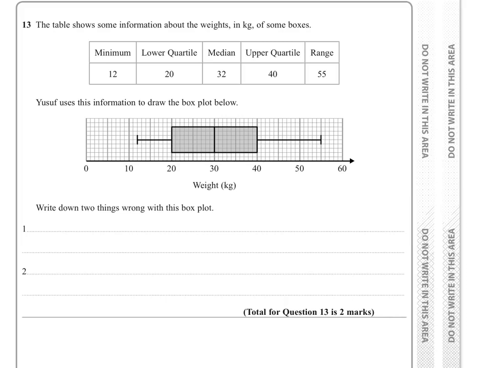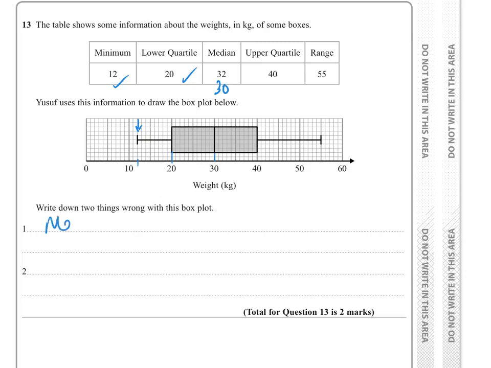Question 13. The table shows some information about the weights in kilograms of some boxes, and Yusuf uses this information to draw the box plot below. We've got to write down two things wrong with the box plot. Well, the minimum value seems to be at 12, so that's fine. The lower quartile at 20. But here we go. The median should read 30.